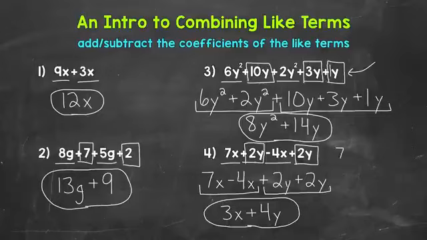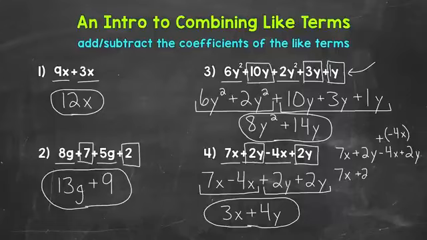I'll rewrite the expression off to the side here. So 7x plus 2y minus 4x plus 2y. So let's rewrite subtraction as adding the opposite. So adding the opposite of a positive 4x is a negative 4x. So adding the opposite. Let's rewrite the expression with that change. So we have 7x plus 2y plus negative 4x plus 2y.